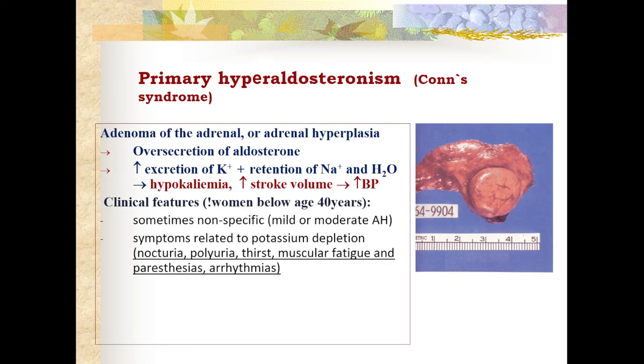Usually primary hyperaldosteronism affects women below age 40 years, sometimes with non-specific, mild or moderate arterial hypertension. Symptoms are related to potassium depletion: nocturia, polyuria, thirst, muscular fatigue and paresthesias. Arrhythmias can be revealed on auscultation and on ECG.